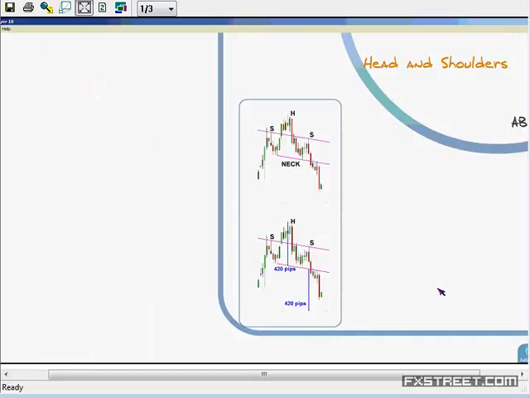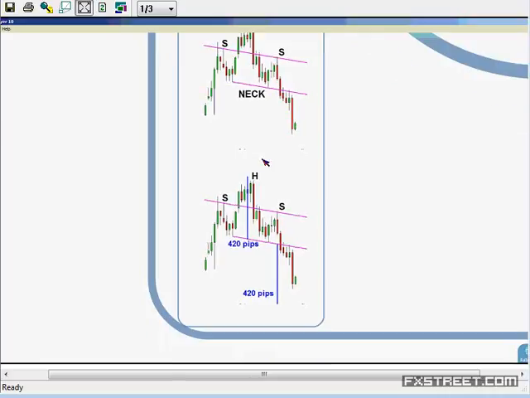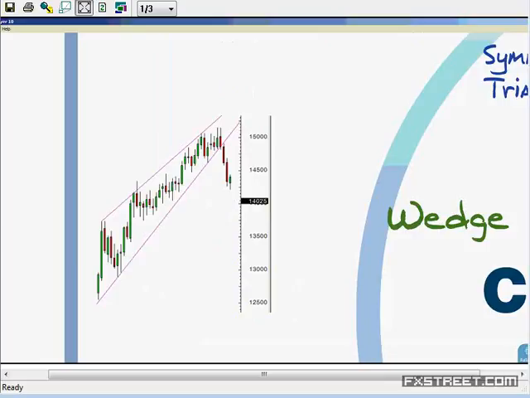Okay, so head and shoulders formation. This is a bearish formation on this example here. So we've got the left shoulder, head, right shoulder, break of the neckline, and you should then take the area between the top of the head and the neckline to the break point, and that's your target level. Now, I'm not going to spend too much time on formations.